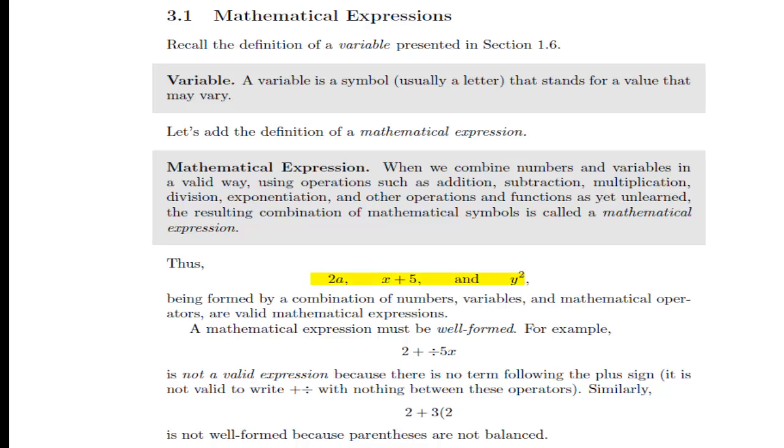Thus, 2ax + 5 and y squared, being formed by a combination of numbers, variables, and mathematical operators, are valid mathematical expressions. A mathematical expression must be well formed. For example, 2 + ÷ 5x is not a valid expression because there is no term following the plus sign. It is not valid to write plus division with nothing between these operators. Similarly, 2 + 3(2 is not well formed because parentheses are not balanced.